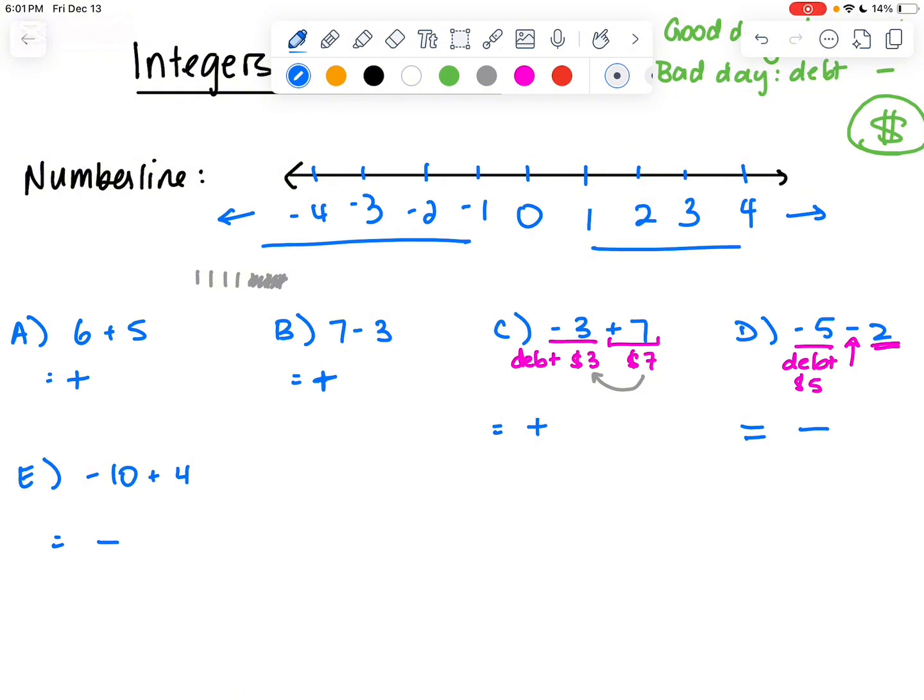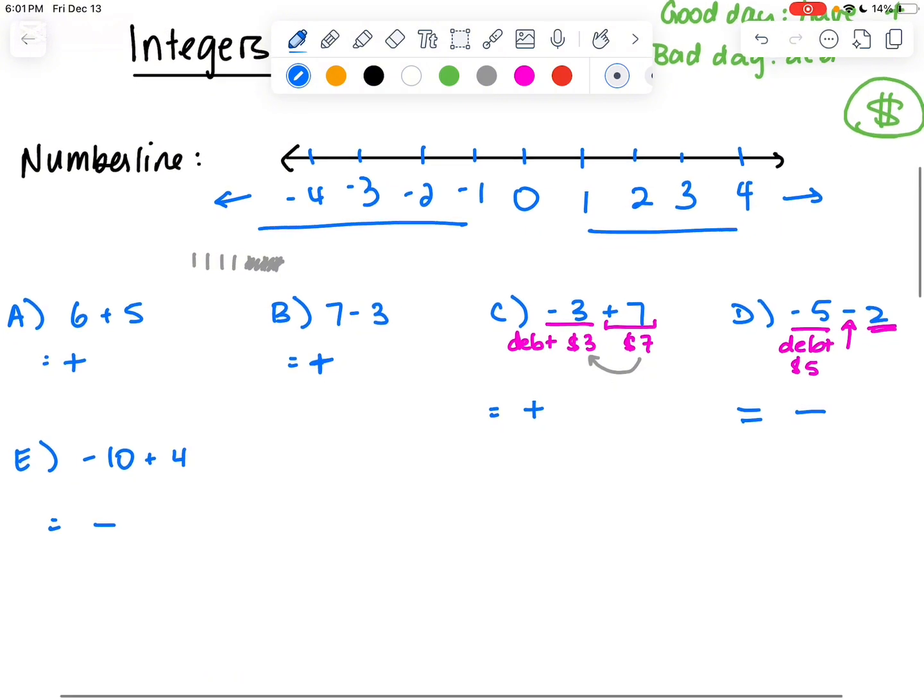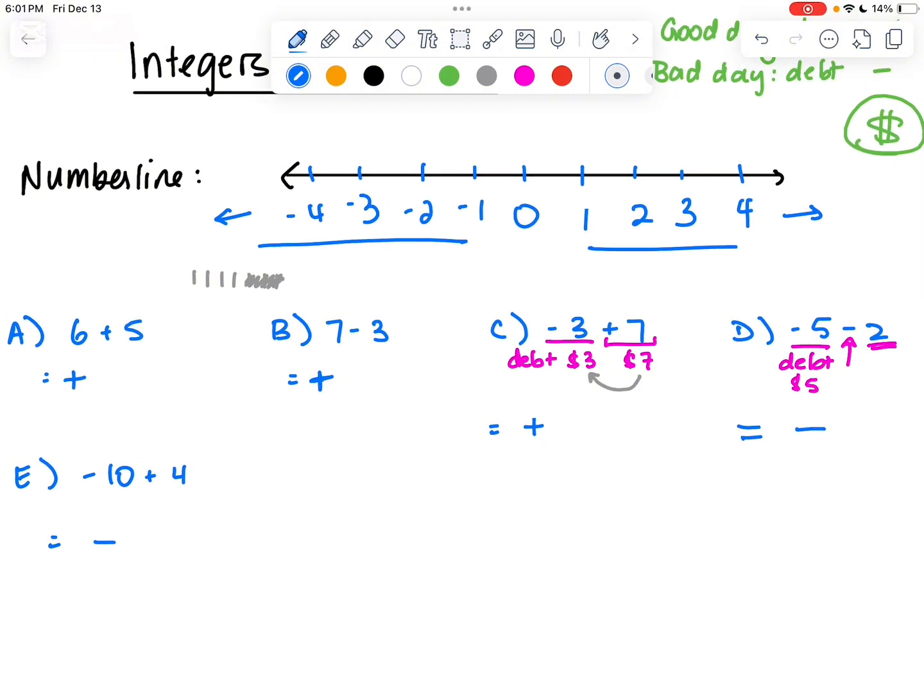So the first thing I want to say is a lot of students remember the mantra, a positive and a positive make a negative and a negative make a positive. That doesn't apply to adding and subtracting integers. That applies to multiplying and dividing them, and we'll see that in the next video. But when it comes to adding and subtracting, you can't say a negative and a negative give me a positive answer. That doesn't work with adding and subtracting. But thinking about it like money will always work for you.